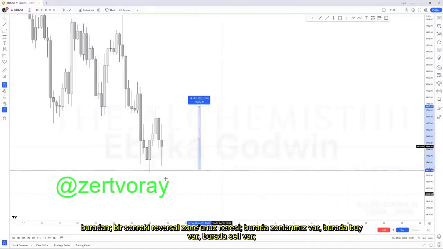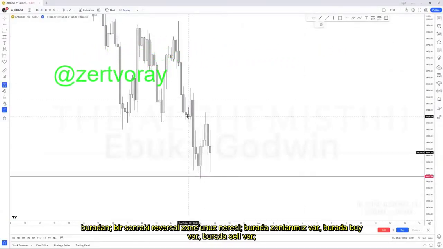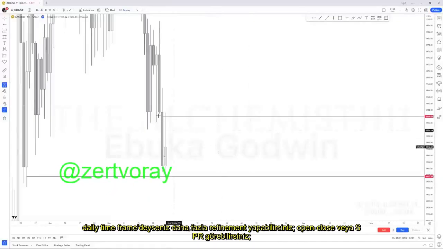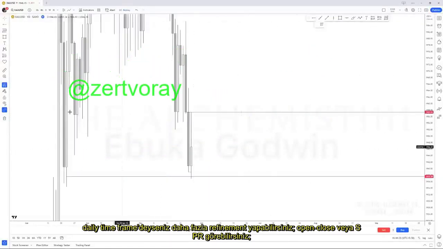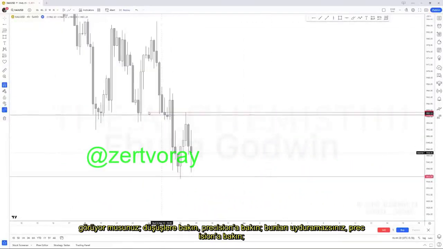Look at this. From here, where is your next reversal zone? We have zones here. Buying here, selling here. You can do more refinements if you are on the daily time frame. See? Open, close, or else SPR. Can you see that? Look at the drops. You see the precision, right?